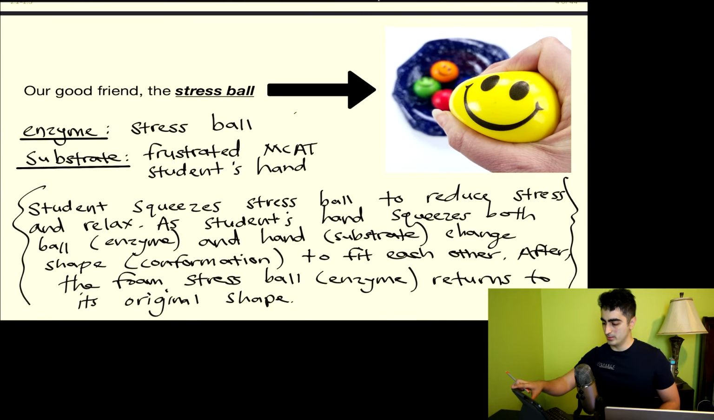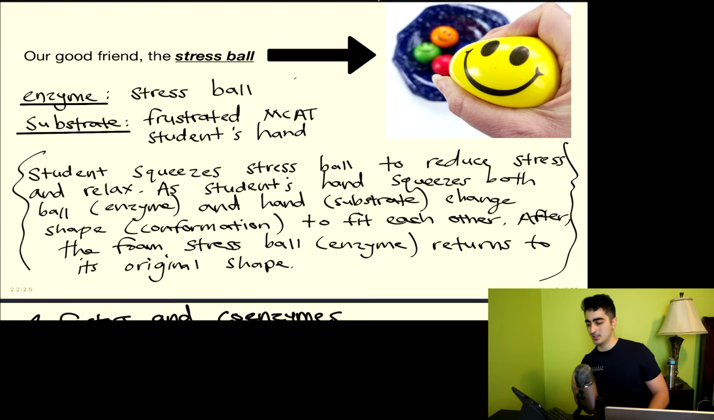But moving forward, a way to think about it is our good friend, the stress ball. Here we have a yellow stress ball, and we got a hand holding it. I'm not quite sure how I laid this out on this page. So the enzyme is a stress ball. Cool. And the substrate is the frustrated MCAT student's hand.